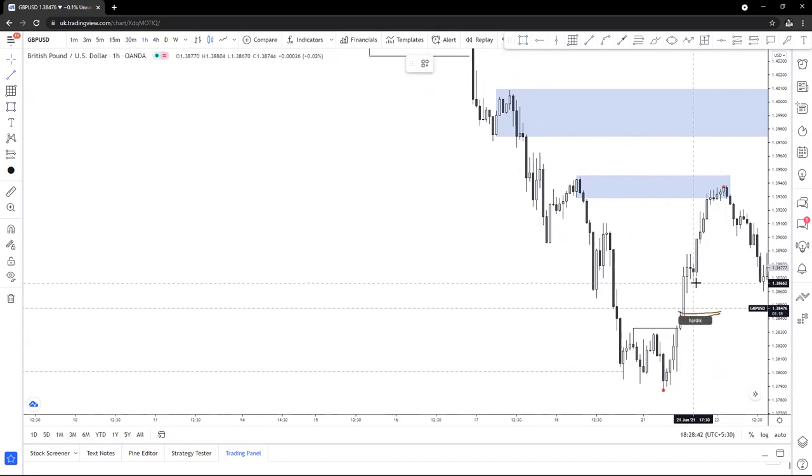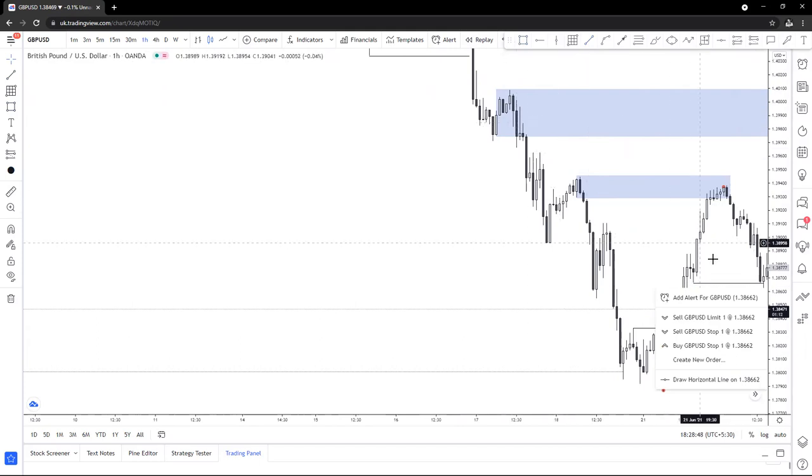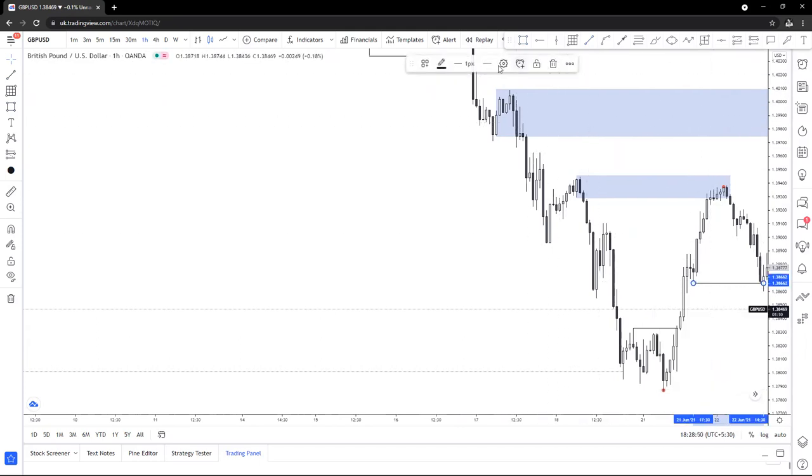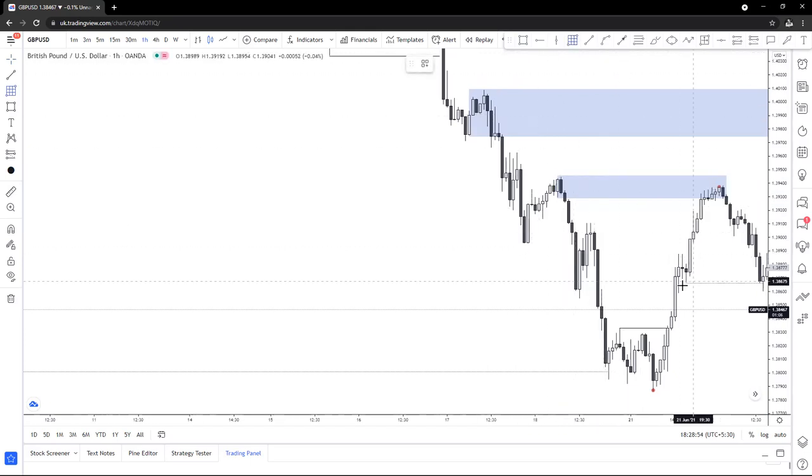Now, I told you, always choose the order block which is closest to the inducement. Now, this is the inducement. Yes, this is the inducement. And then, what is the closest one? The 50% of this one. Is it? Yes.